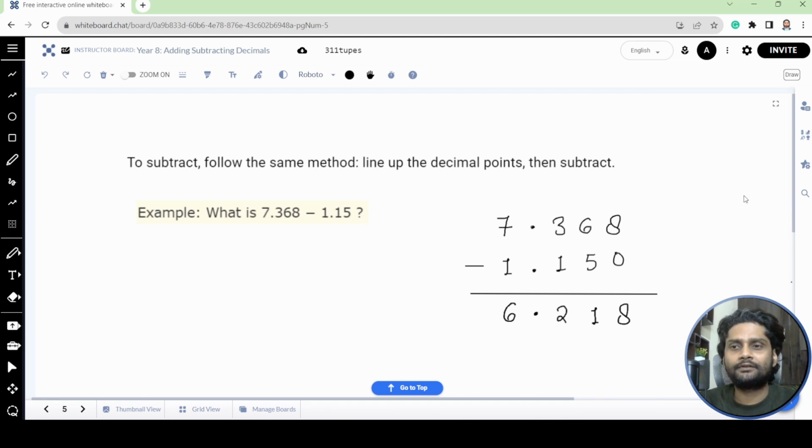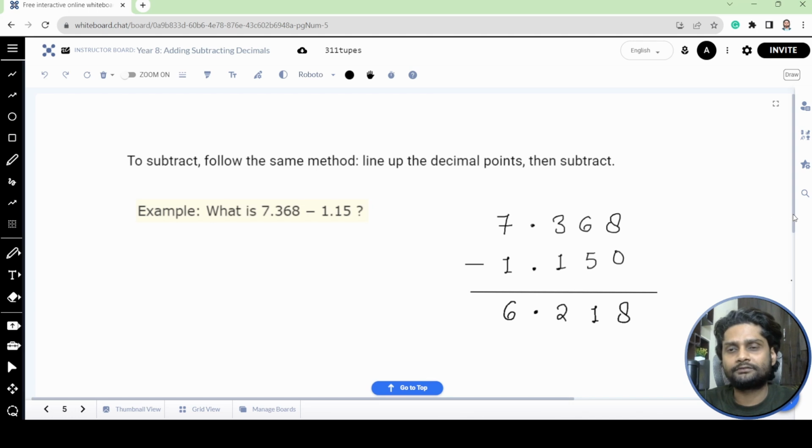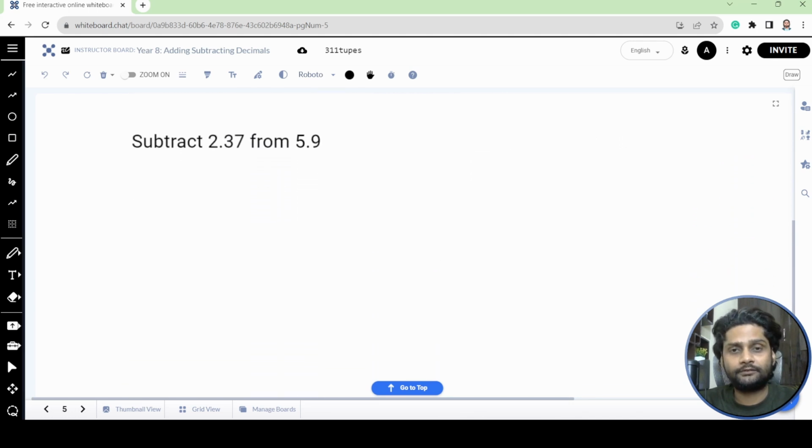Okay students, so in this question we were already given an expression and we had to simply subtract that. But sometimes we are given a statement in which we have to subtract something from some other number. Just like here it says subtract 2.37 from 5.9. It means that we need to take away 2.37 from 5.9. So that's where you have to be very careful. After the preposition "from", whatever number is there, this is your main number. And you need to take away 2.37 from 5.9.